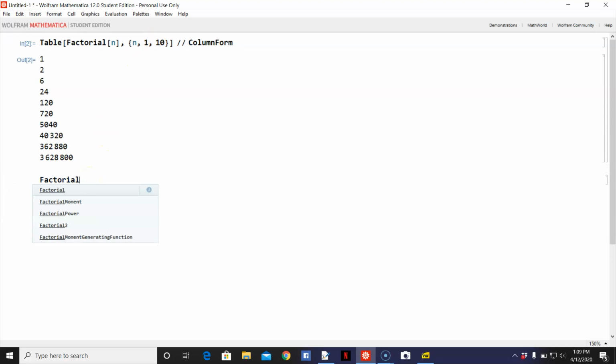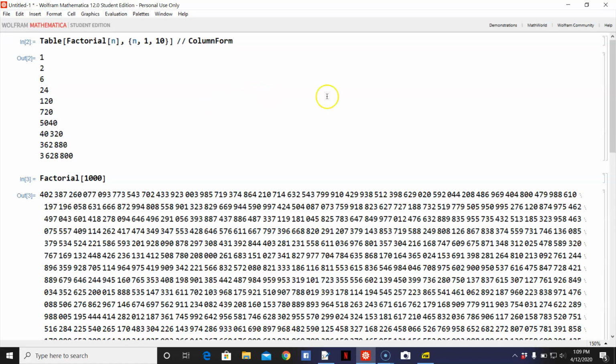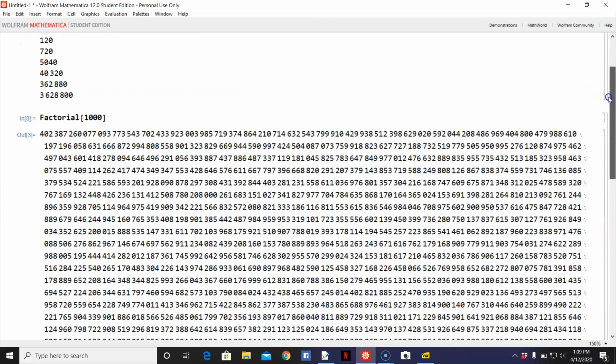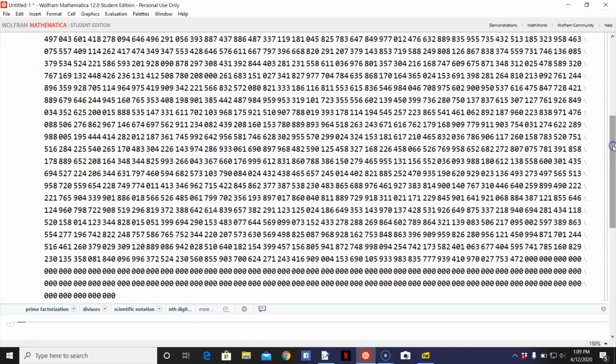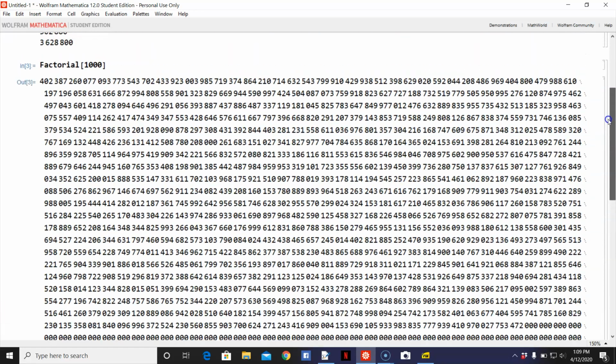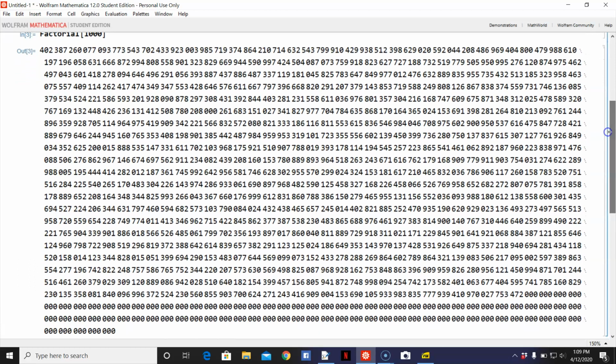Factorials get very big very fast. If you remember from the first week, I showed you in Mathematica that calculators can handle factorials up to about 68, 69. And this is part of the reason we use Mathematica. It can handle a lot larger values for the factorial. But to give you an idea of just how big factorials get, this is 1,000 factorial, and it's literally lines upon lines of numbers.